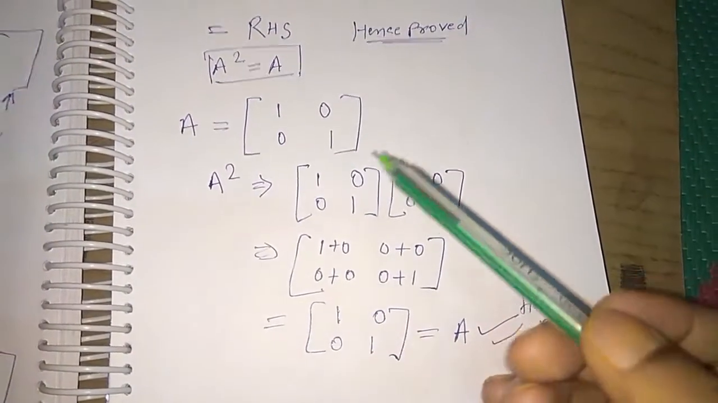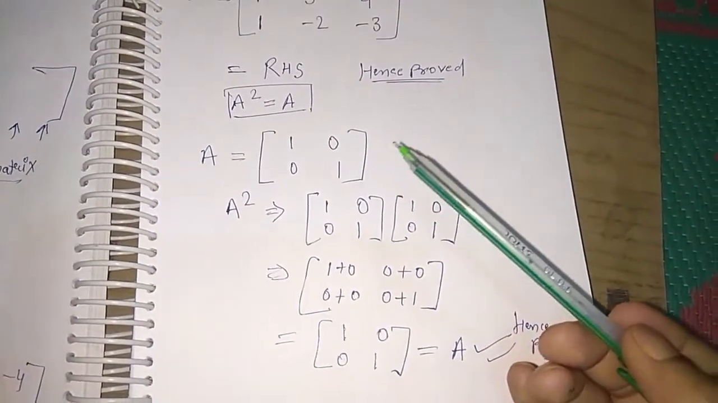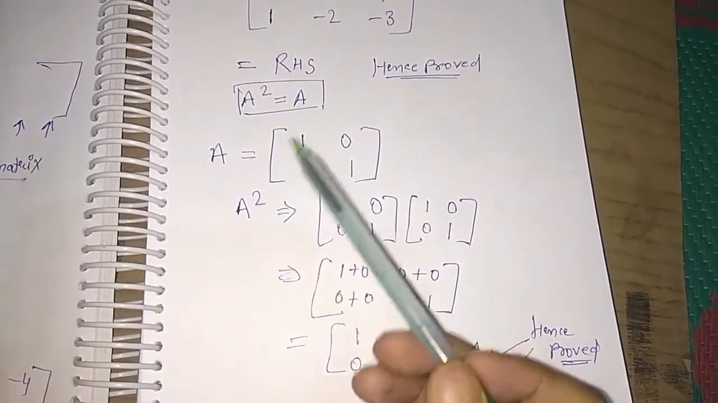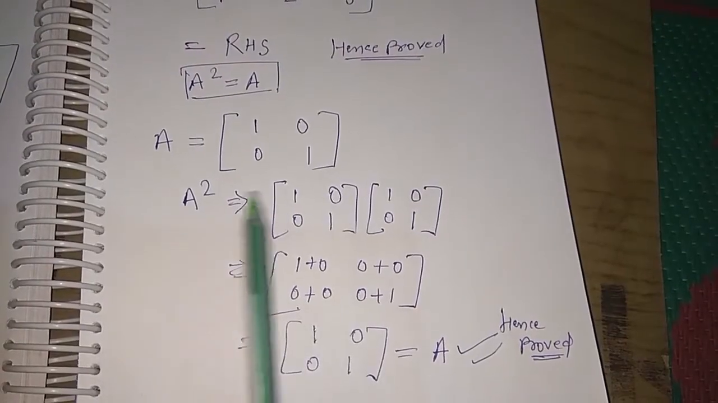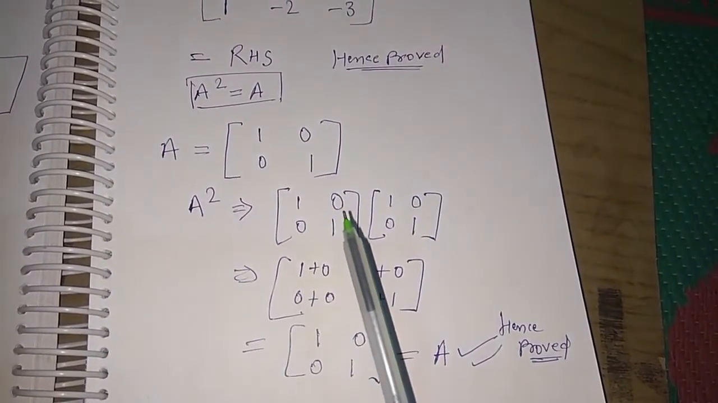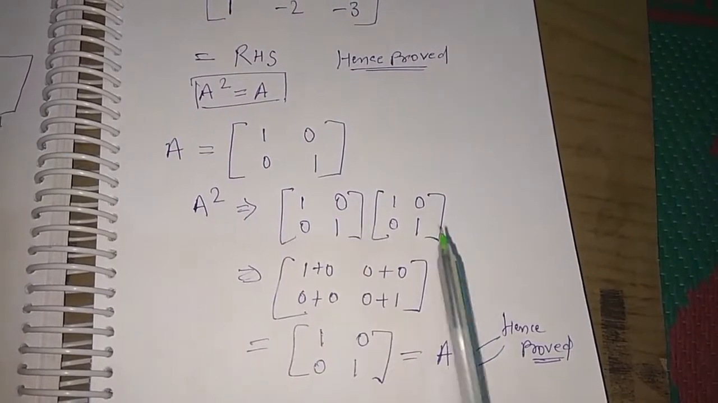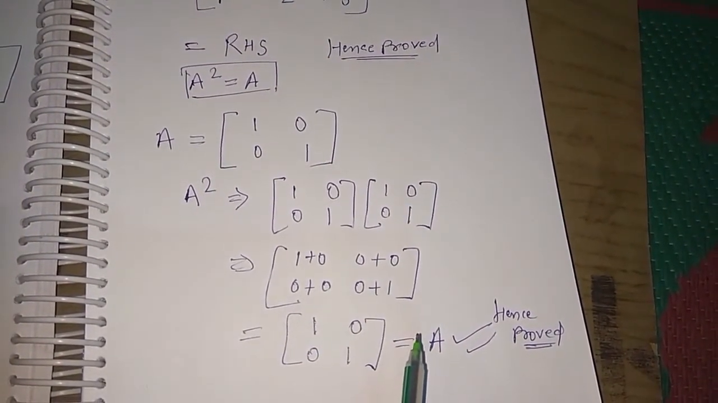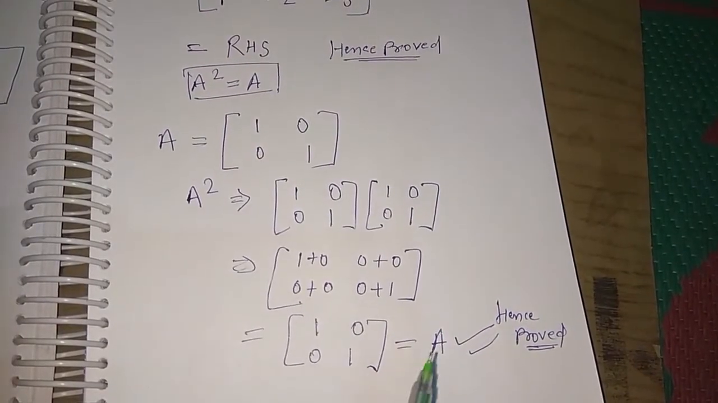By doing these proofs, I showed you two things. First, the proof of an idempotent matrix, and second, we gained the knowledge of multiplication, that is how we can multiply two matrices. Okay, so I hope you understand this process of multiplication.